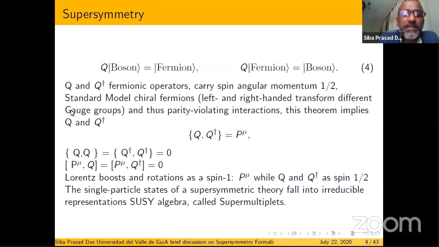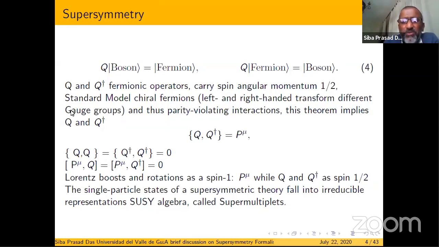In supersymmetry, I have Q and Q dagger, which are fermionic operators that also carry spin angular momentum one half, because of their fermionic character. If you act with Q on a boson, that gives a fermion, and if you operate with Q on a fermion, that gives a boson. So you are changing the spin by operating with Q on a state.